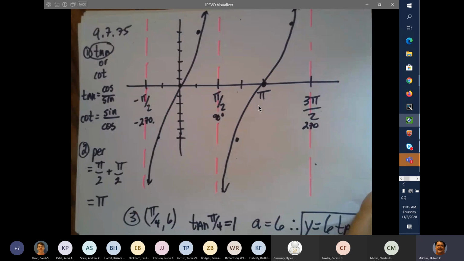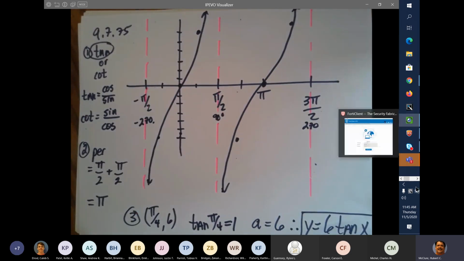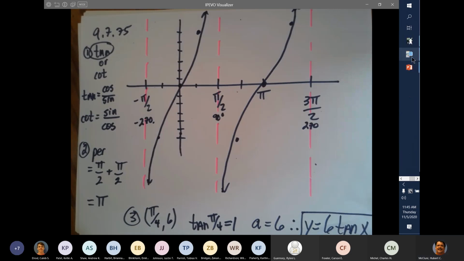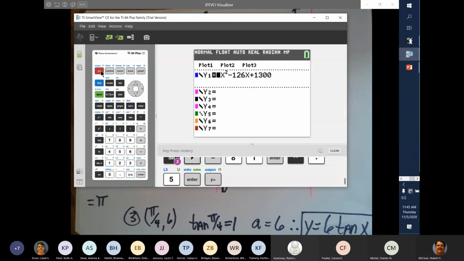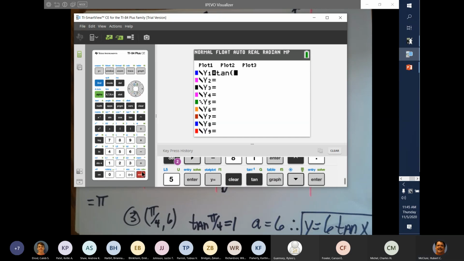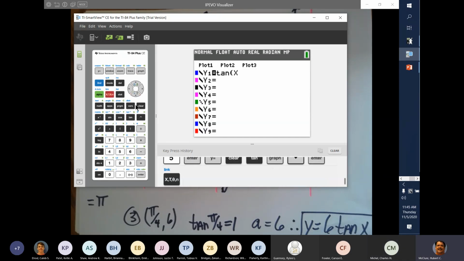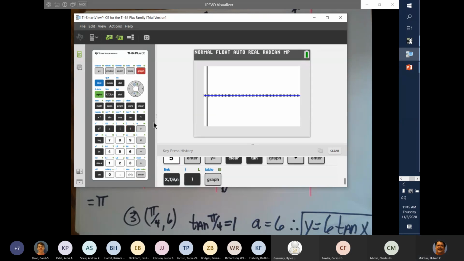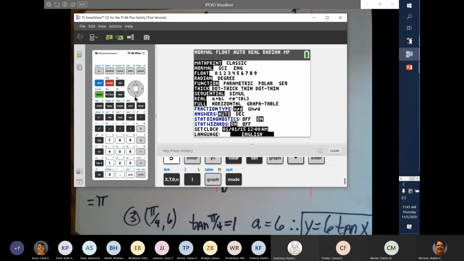All right. So if you take your calculator, let's just take your calculator and type in tangent. Y is equal, clear, and hit tangent. And it doesn't like it. Why? Tangent of X, whatever. Sorry. I wonder if it's in degree mode. Nope.